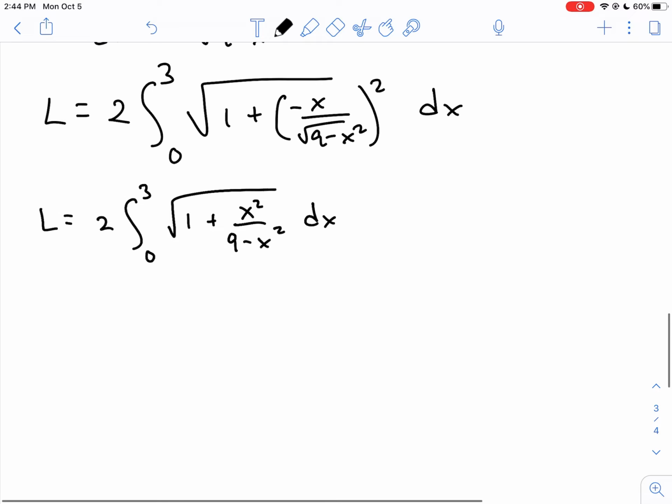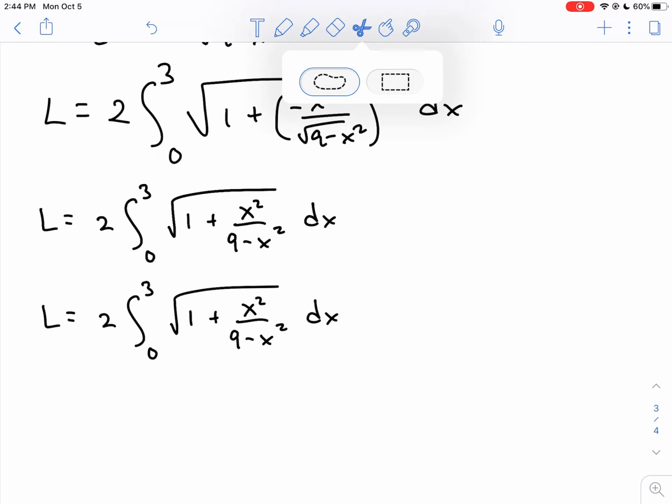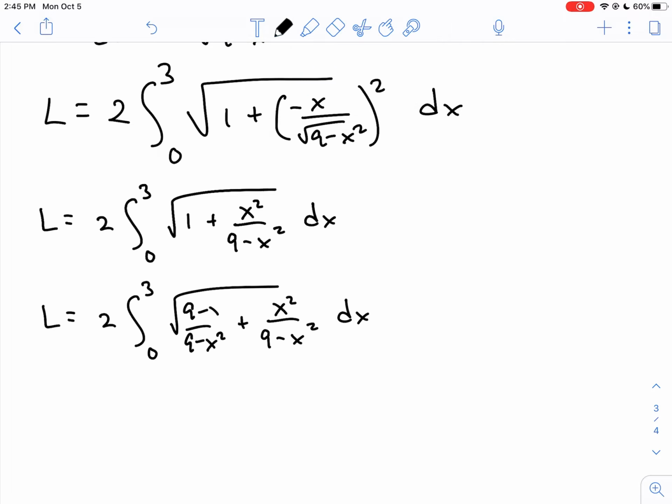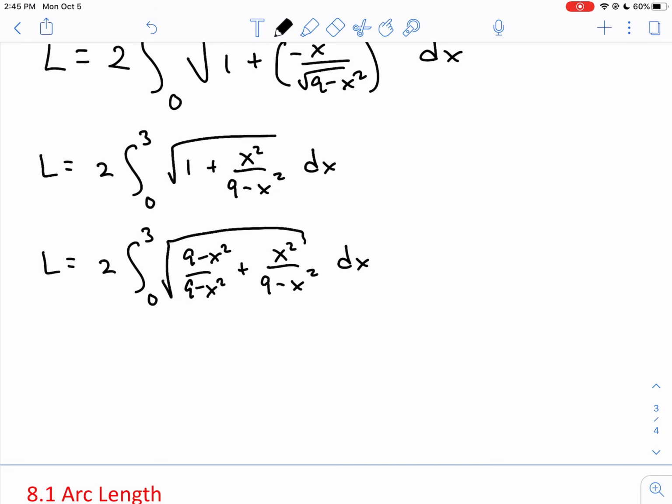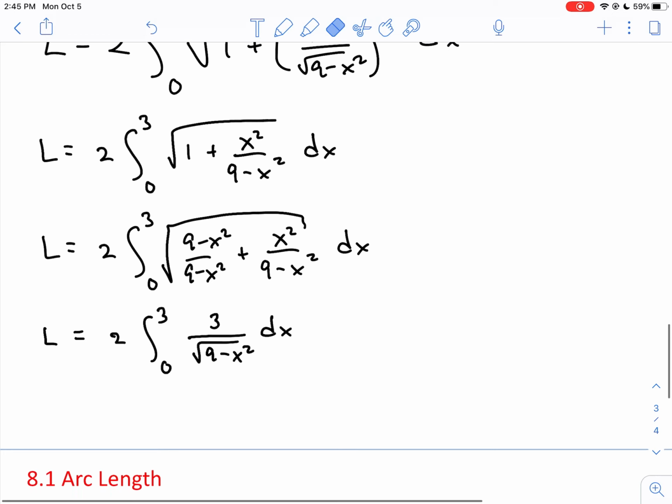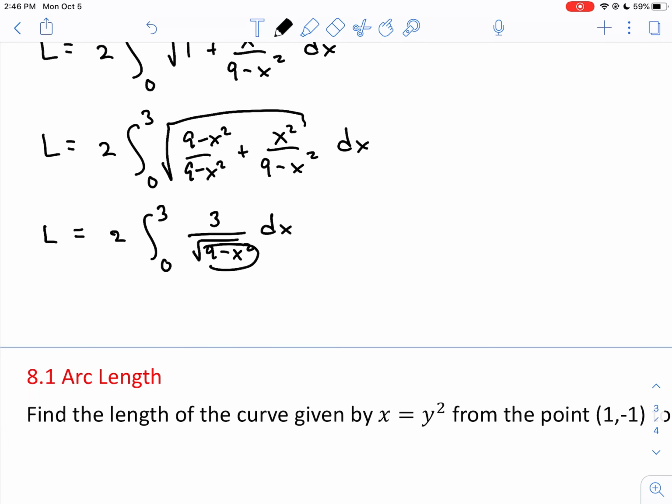Next thing I'm going to do is get a common denominator. Where that 1 is, I'm going to replace that 1 with 9 minus x squared over itself. Adding the two numerators together, notice the x squares cancel, so you get just the 9. And the square root of 9 you can do separately, so you get 3 up top, over the common denominator, which gets square rooted. And here, we have a difference of squares here, so I'm going to use the sine version of our trig substitutions.